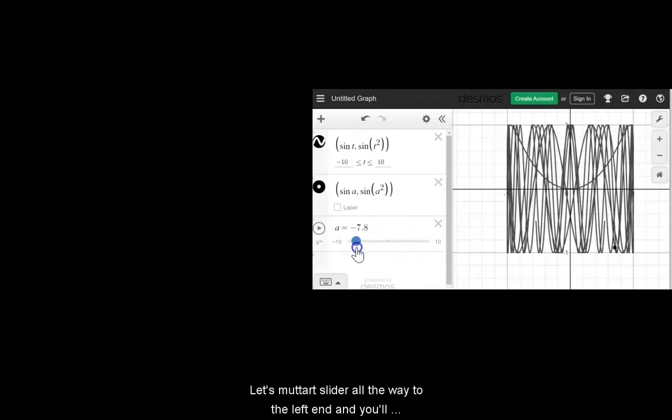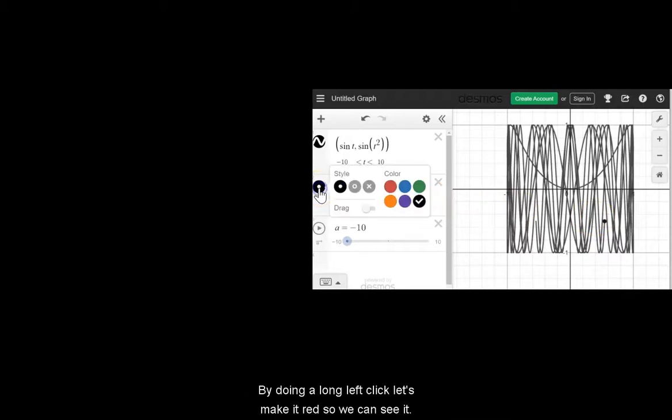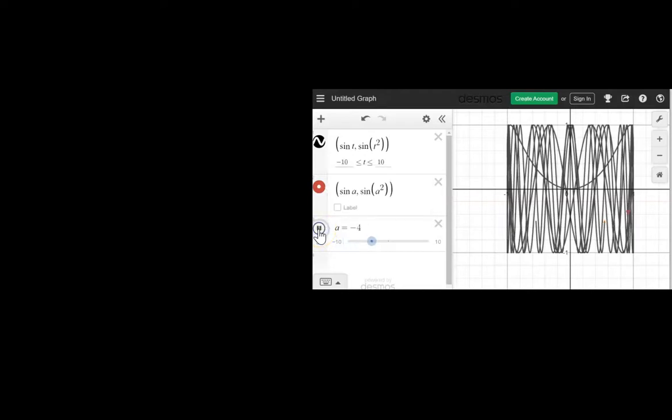Let's move our slider all the way to the left end, and you'll notice it gives me a black ball wherever it's starting. You can change the color if you want on the slider by doing a long left click. Let's make it red so we can see it. Now I'm going to click on Start and watch the red ball as it moves around.